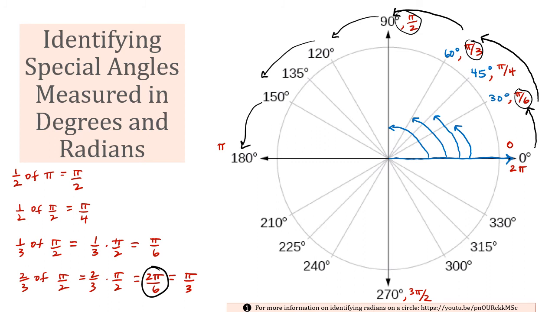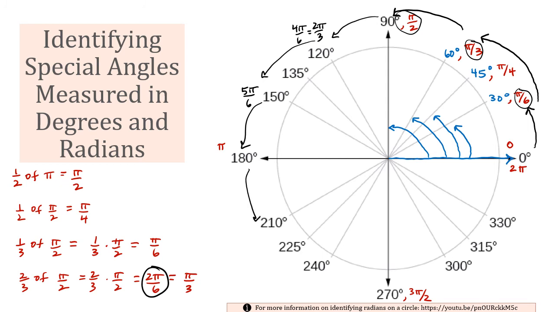So 120 degrees would be 4 pi over 6, which reduces to 2 pi over 3. 150 degrees would be 5 pi over 6, that does not reduce. 180 degrees would be 6 pi over 6, which is pi. Good, that checks.